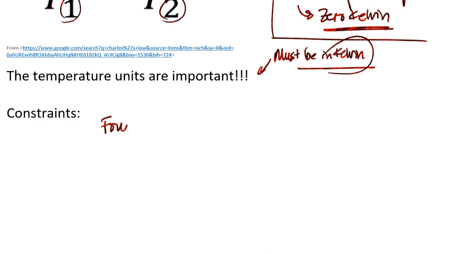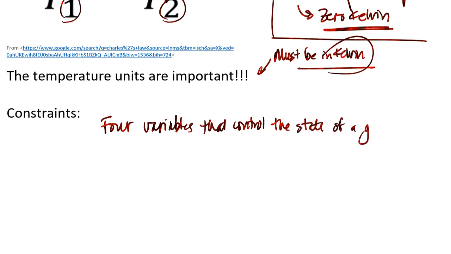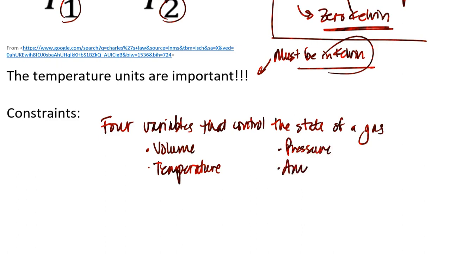Okay, it's also important to realize that, again, we learned in the beginning of the chapter that basically there are 4 variables that control the state of a gas. And those 4 variables are volume, temperature, pressure, and the amount of gas. And this can be expressed in mass terms, or oftentimes it's also expressed in moles.